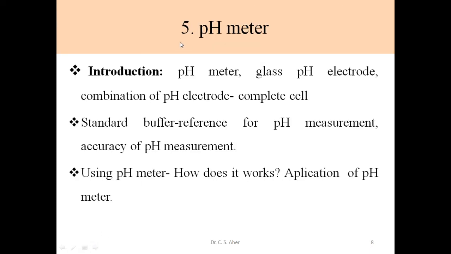And the last chapter, that is the fifth chapter, is pH meter. In the first term practical we performed a practical based on pH meter. In this chapter we have the pH meter introduction, glass pH electrode, combination pH electrodes, complete cell, standard buffer, reference cell, pH measurement, and accuracy of pH measurement. Using the pH meter we have to learn how to work with it, and applications of the pH meter. This much part we have to study in pH meter. In practical we have performed the experiment, but now in this second theory paper we study the theory behind it.